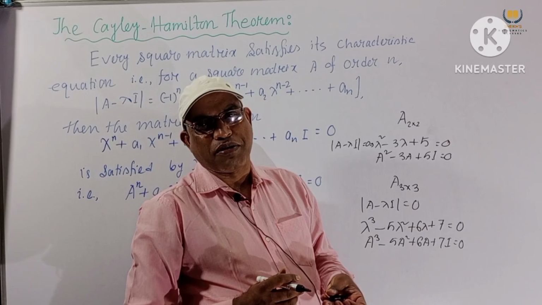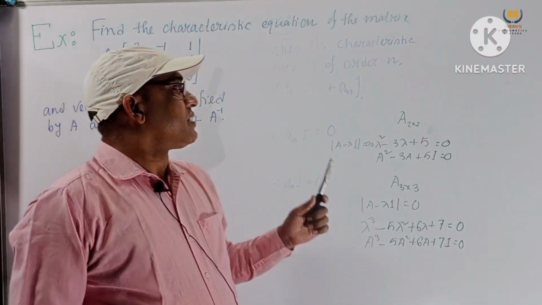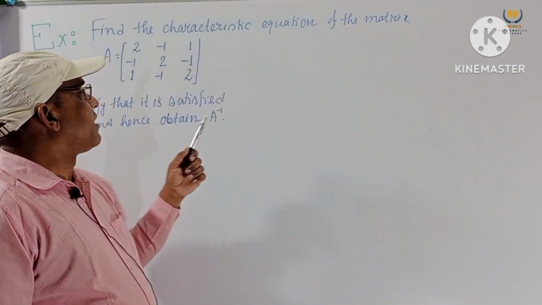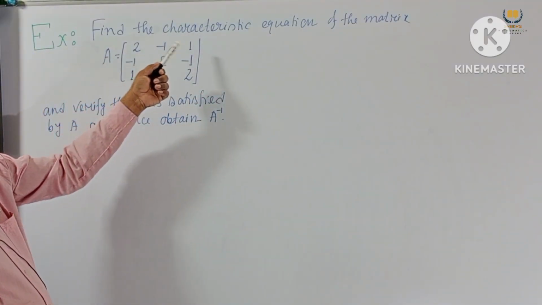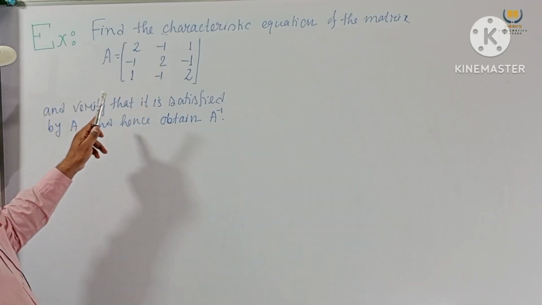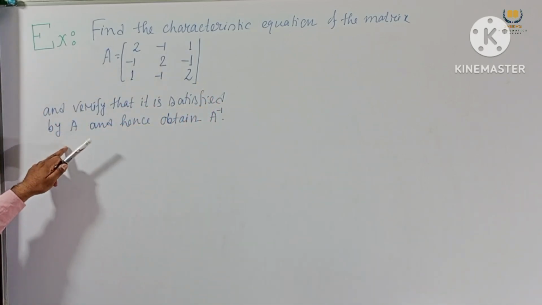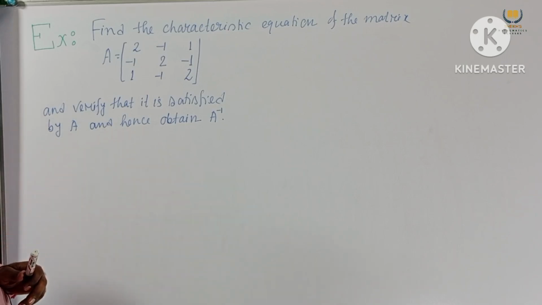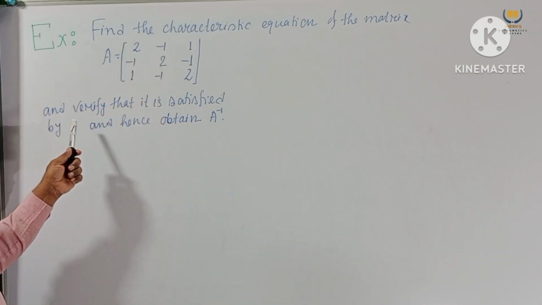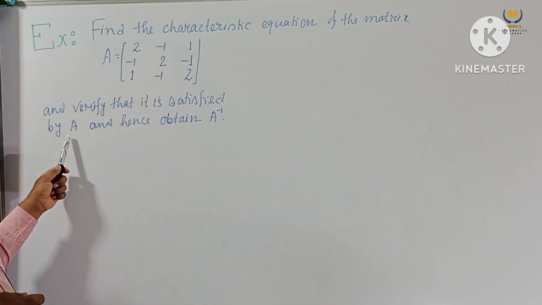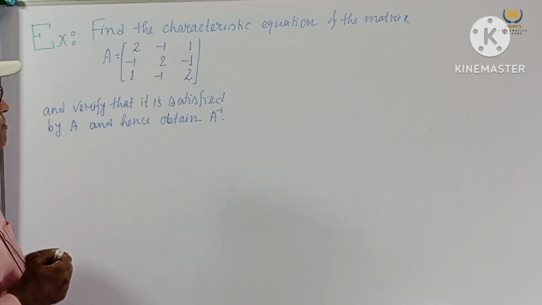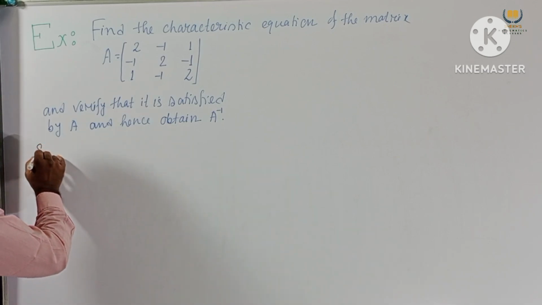Now let us consider one problem. Find the characteristic equation of the matrix A equal to [2 -1 1; -1 2 -1; 1 -1 2], and verify that it is satisfied by A, and hence obtain A inverse. So we have to find the characteristic equation, verify that it is satisfied by A, that means the Cayley-Hamilton theorem, and from this we also have to find A inverse. Now the solution.